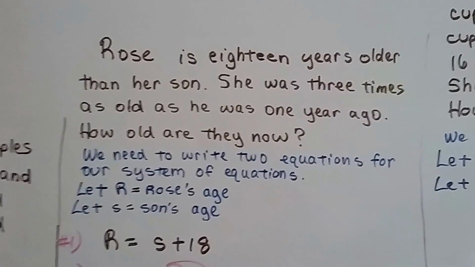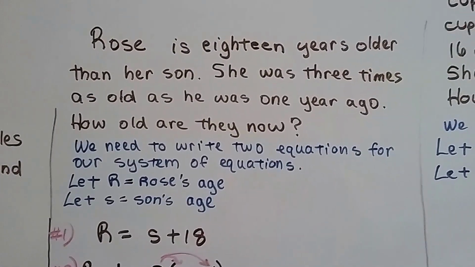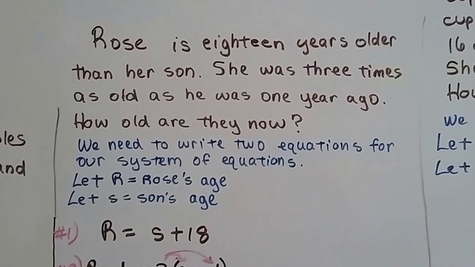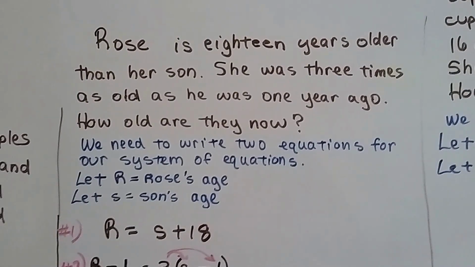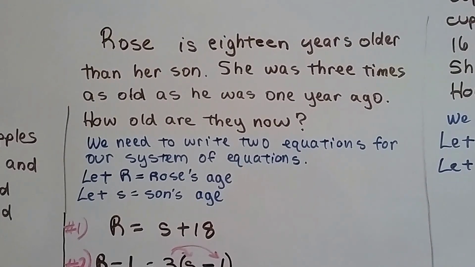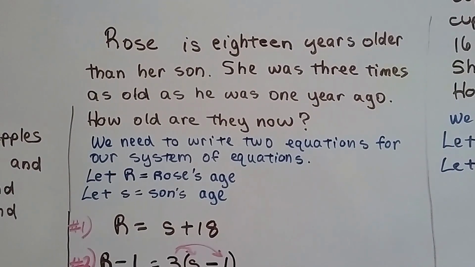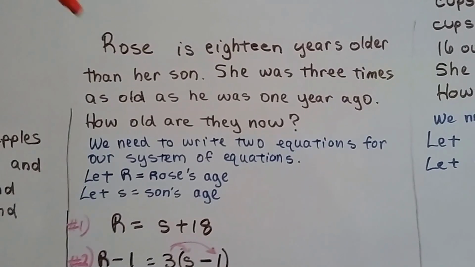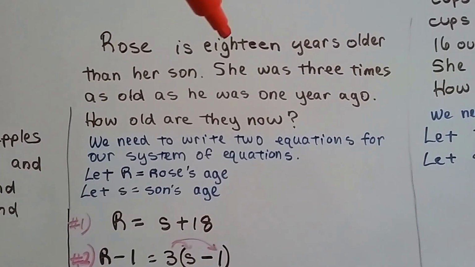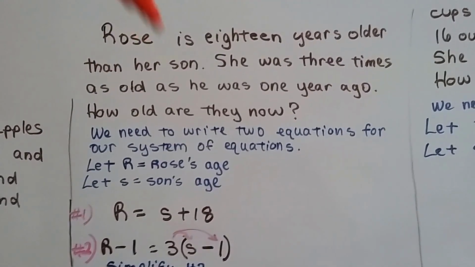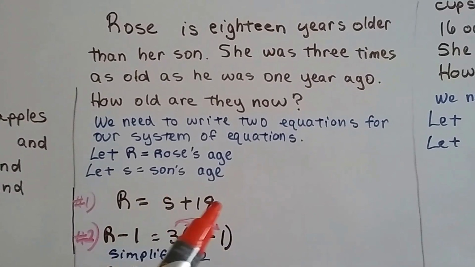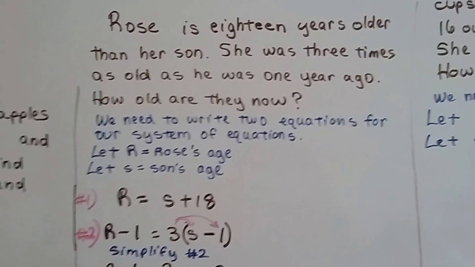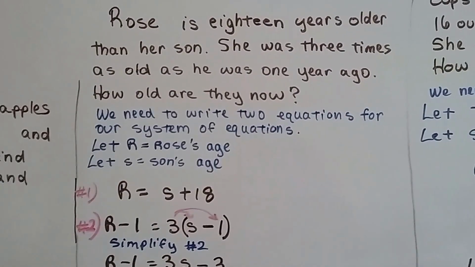Here's another age one. Rose is 18 years older than her son, and she was 3 times as old as he was 1 year ago. How old are they now? So we need to write two equations for our system of equations. We're going to let r equal Rose's age and s equal son's age. And it tells us right in the words, r equals 18 plus s. She's 18 years older than her son, so her son's age plus 18 is her age. So that's our first equation.